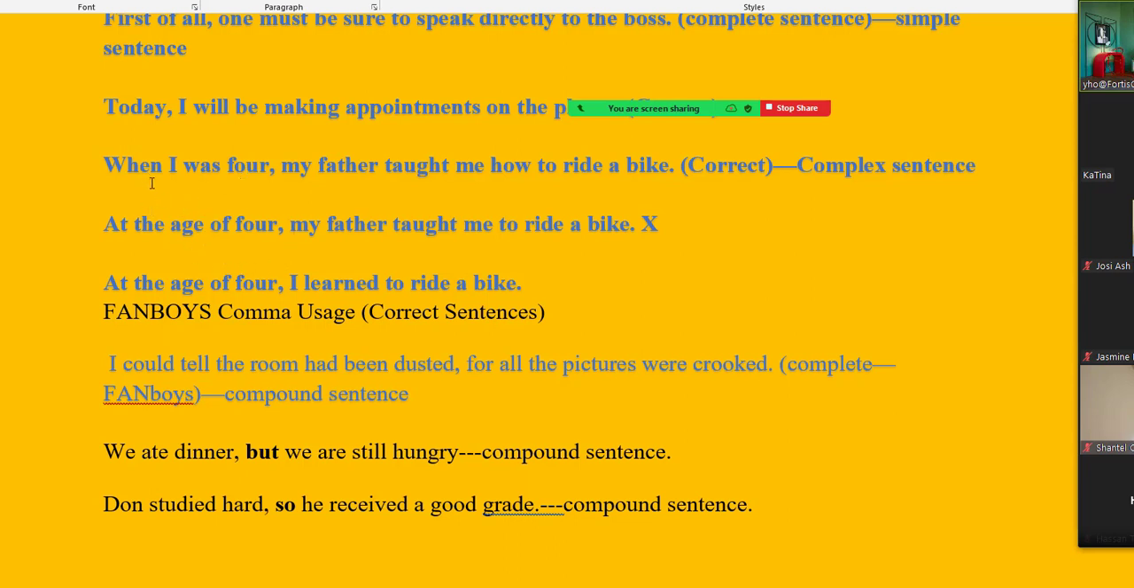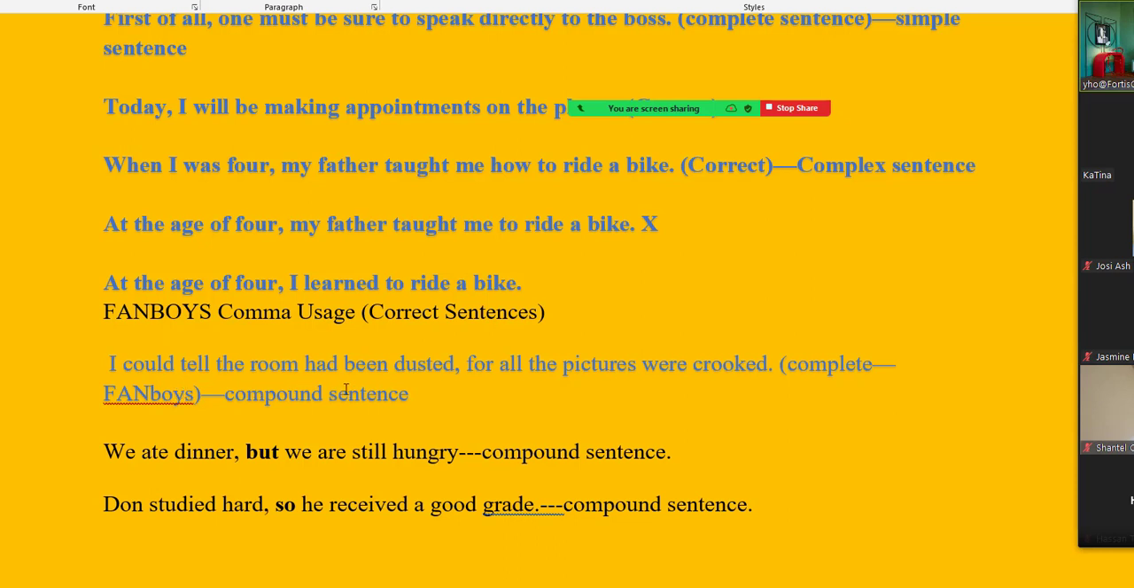It's supposed to have when I was 4, because at the age of 4, who is being 4 years old? Obviously it's not the father, it's the child that's being 4 years old, so that the father is teaching the child how to ride his bike. So correct is, at the age of 4, I learned to ride a bike. That becomes correct, because at the age of 4 does not modify my father, at the age of 4 modifies I. So this is known as a dangling modifier, and I'll explain that more in the next section.